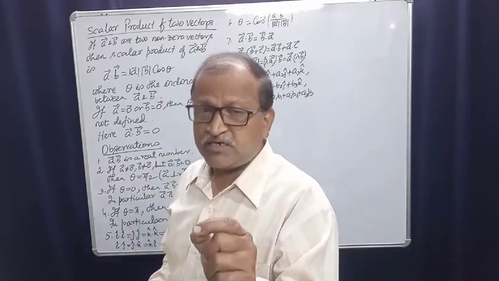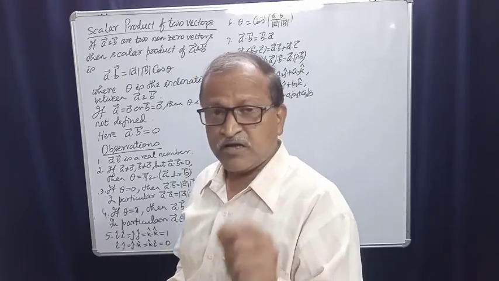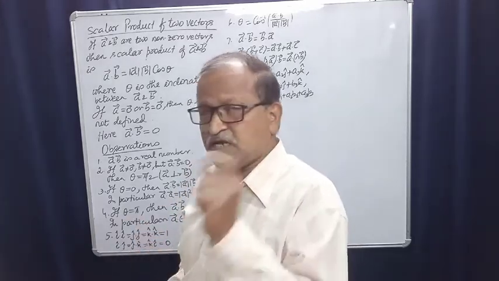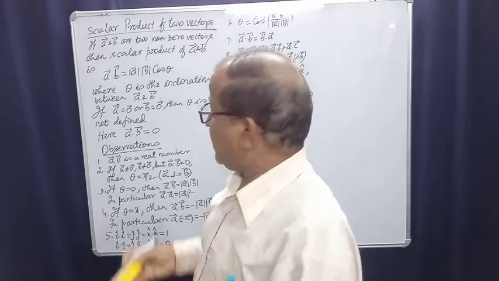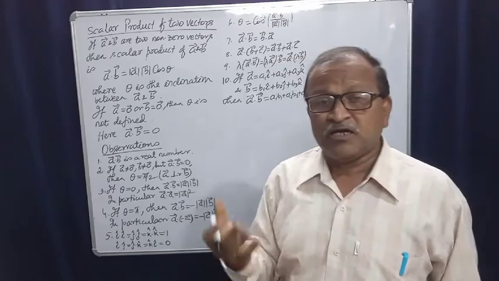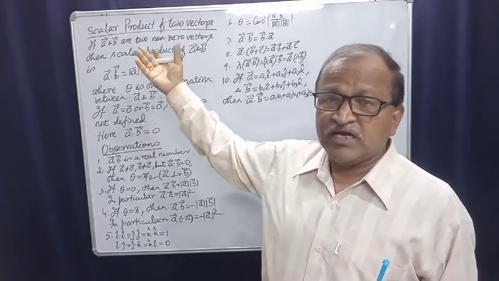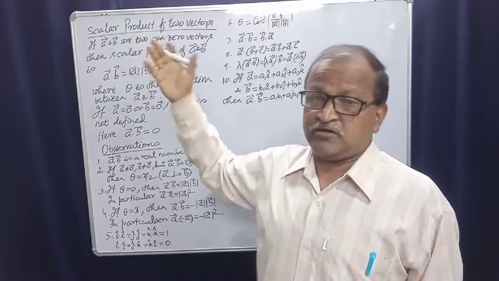We represent the product by a dot, A dot B. That is why it is called dot product. And the product of the two vectors gives us a scalar quantity. That is why it is called a scalar product.